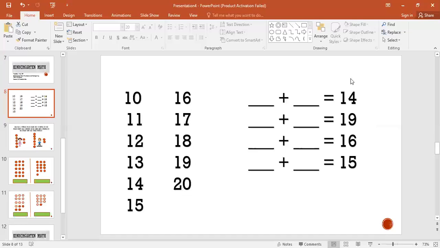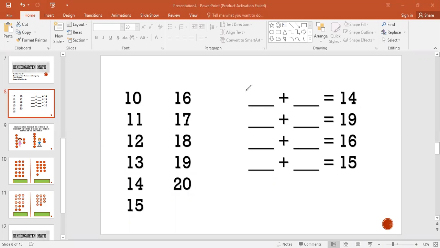All right, let's look over at our number sentences. We have an addition sentence for each teen number. We have 14, 19, 16, and 15. I want us to figure out what numbers will go in the missing spots. All right, let's start with 14. We need to figure out how we compose the number 14. Remember, think of our say 10 way. We will always use 10 ones and some ones.